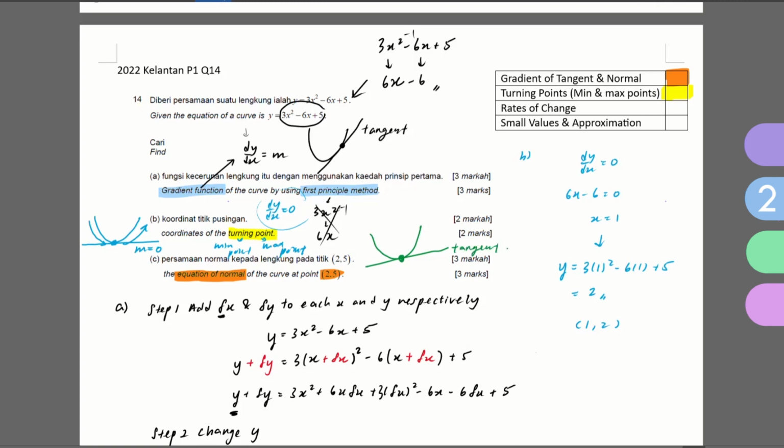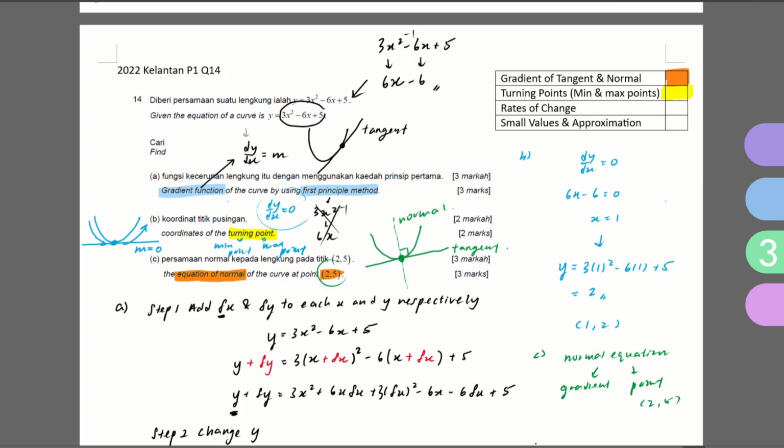Normal is actually perpendicular to this tangent. Now we are trying to find the equation of normal. So to find this equation, make sure we have these two things, gradient and a point on the line. So here our point can be 2, 5.